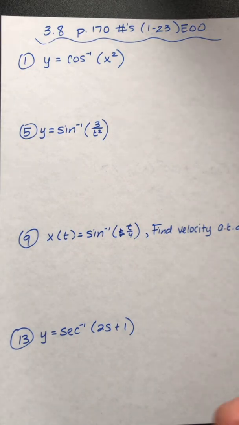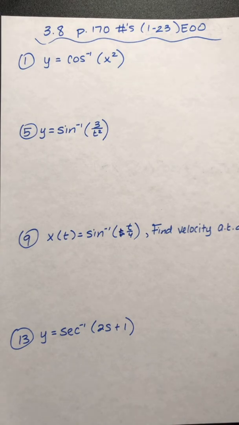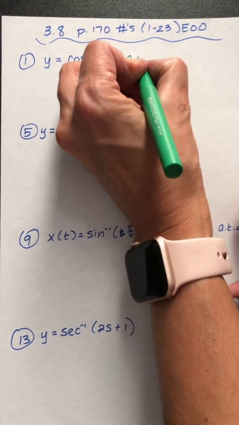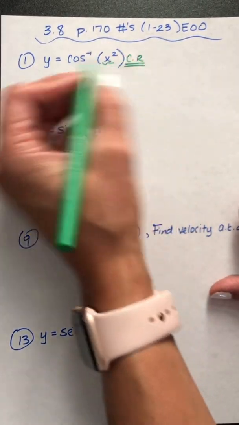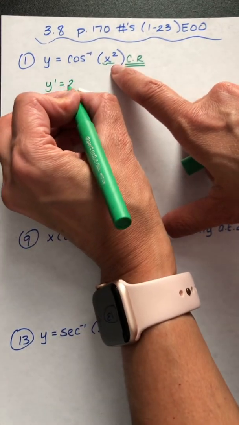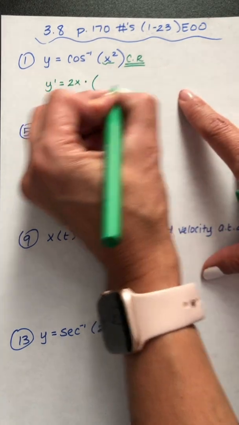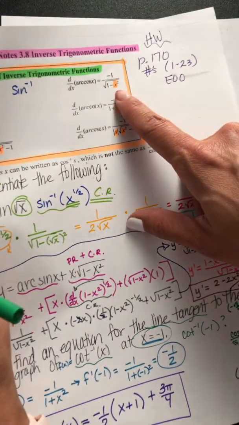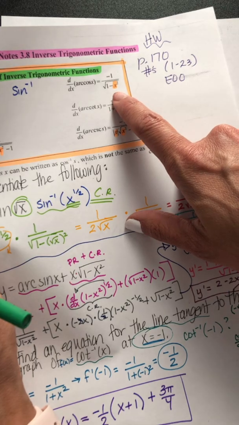Okay, so number one, we need to find the derivative of y equals cosine inverse of x squared. Okay, so first of all, we have on the inside an x squared. So we're going to have to use chain rule. Okay, so we first need to take the derivative of the inside, which is a 2x, times the derivative of the cosine inverse. So cosine inverse is this one, -1 over the square root of 1 minus x squared.